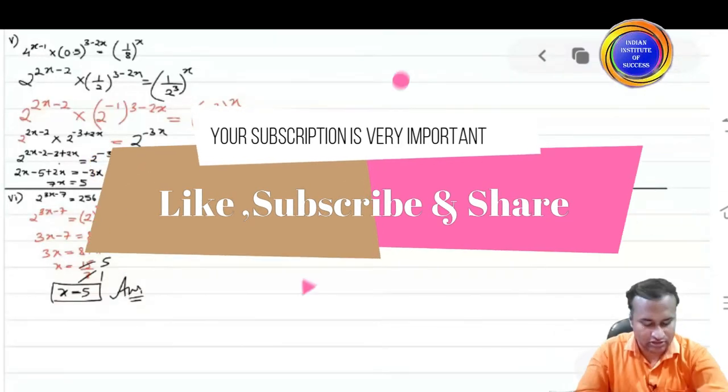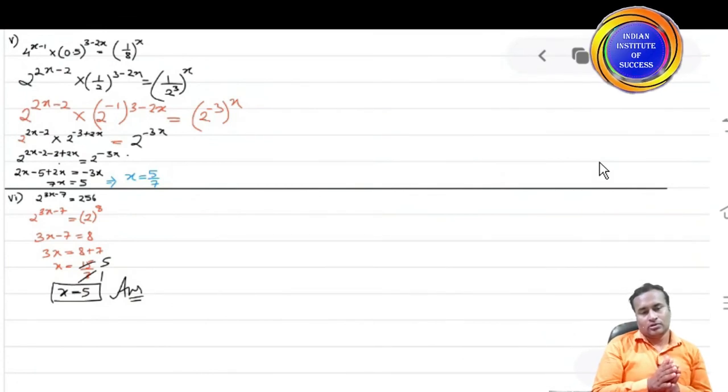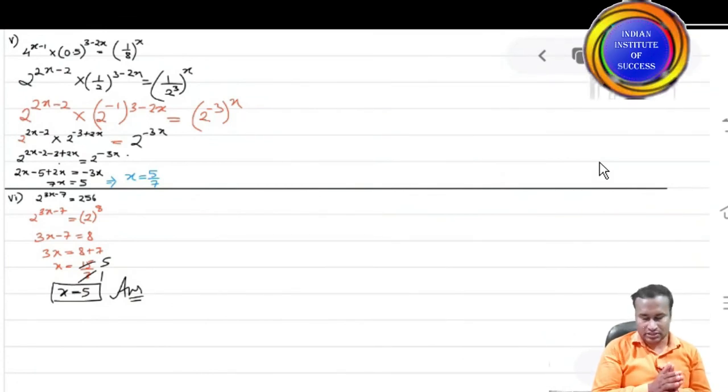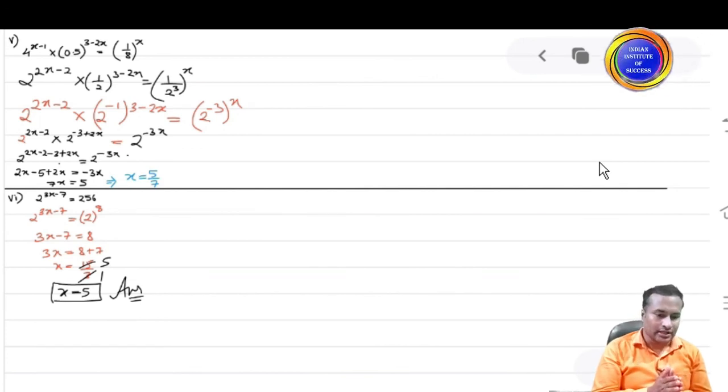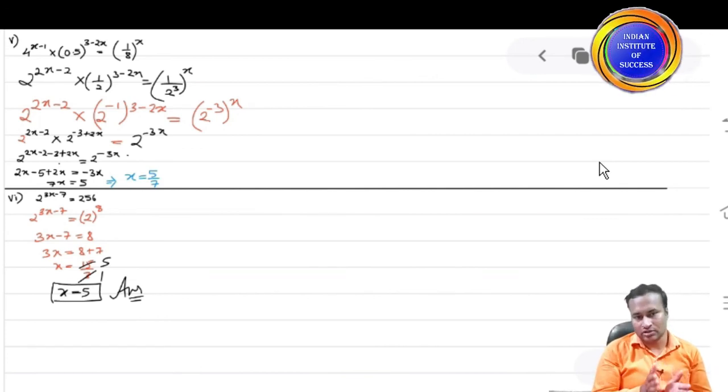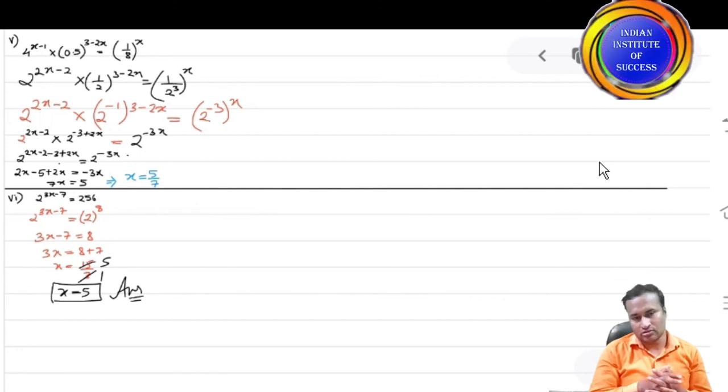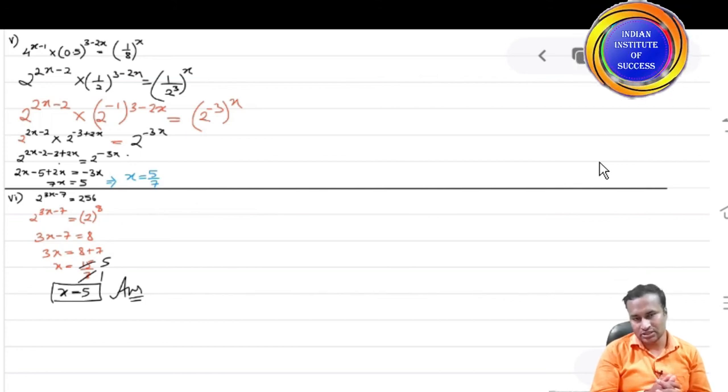So I hope the sixth question was very simple. 2 raised to power 8 is 256. 2 to the 4, 4 to the 8, 8 to the 16, 16 to the 32, 32 to the 64, 64 to the 128, 128 to the 256. It is the 8th time.